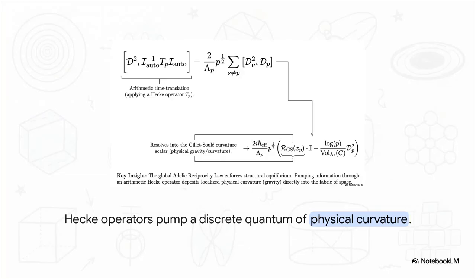Which brings us to Section 5, Math Shadows, Anomalies, and Defects. We have to ask, what happens when the arithmetic isn't perfectly smooth? The mathematical commutator reveals a stunning insight. A Hecke operator, T sub p, isn't just an abstract concept. When applied to the Dirac vacuum, the commutator doesn't vanish. Instead, it acts as an arithmetic time translation that actively pumps a discrete quantum of physical curvature, gravity basically, directly into the fabric of space.